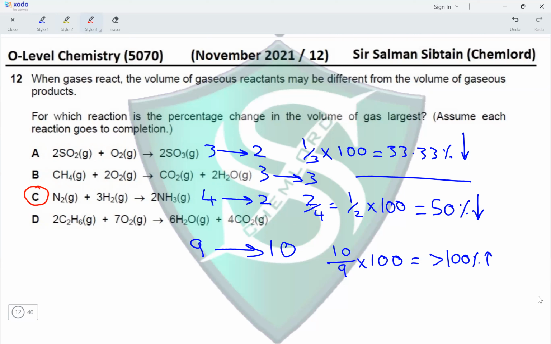On a side note, if we are going to calculate the value for option D, it's going to come to 111%. So the difference would be 11%, because if we subtract 100 from 111, the difference is 11%. So there's a greater increase in volume of 11%. So this is just a side note. Our correct option has already been discussed, which is option C, because the greatest difference in volume is 50%, which is exactly half of the total volume.